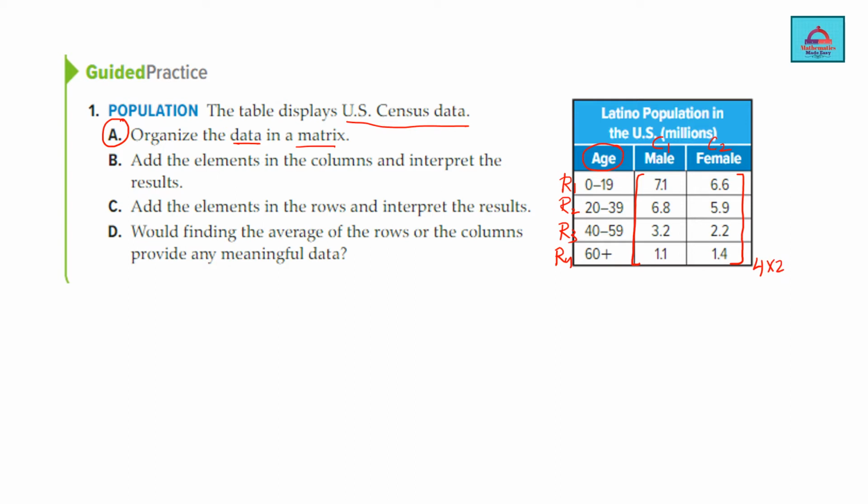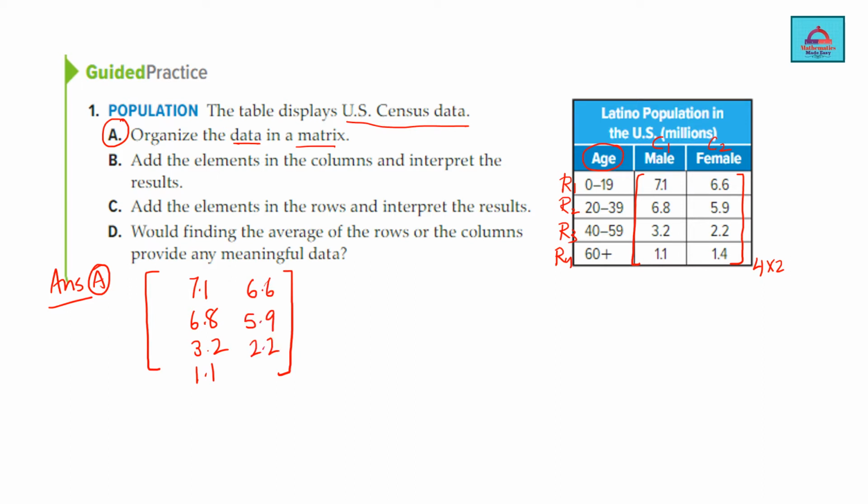So that's how you organize, and I hope from my previous videos you were able to recall that when you put a matrix, you put these big square brackets. Let's begin by writing the first column. So 7.1, below is 6.8, below is 3.2, and 1.1. That completes the first column with 4 rows. Now the next column: 6.6, 5.9, 2.2, and 1.4. So that completes part A.